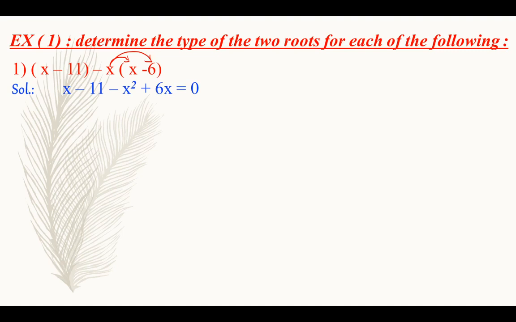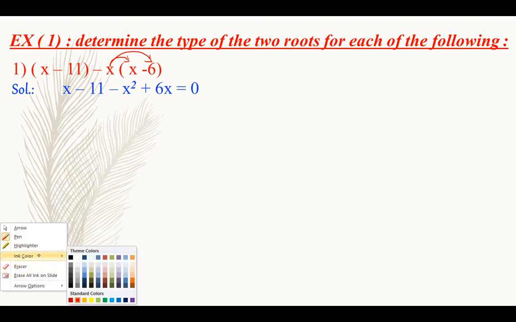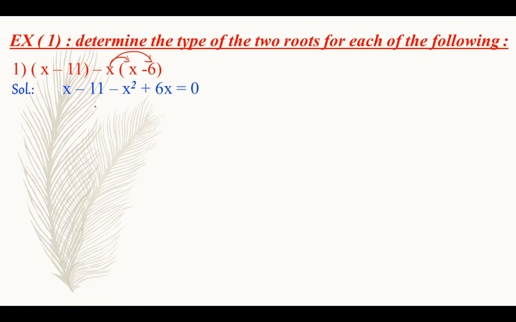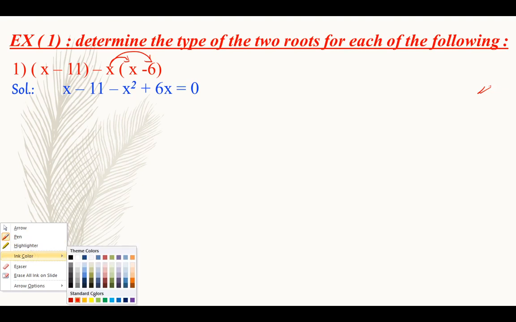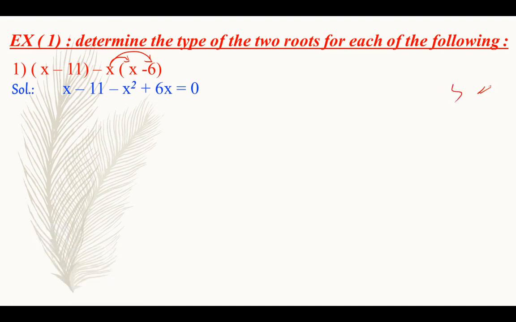Here we are going to distribute negative x. I will change the color for you. Here x minus 11 were left over, minus x squared. Negative x times x will be negative x squared. Negative x times negative 6, negative times negative equals positive, x times 6 equals 6x.